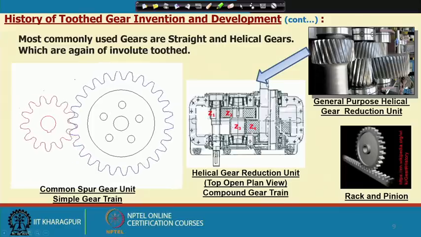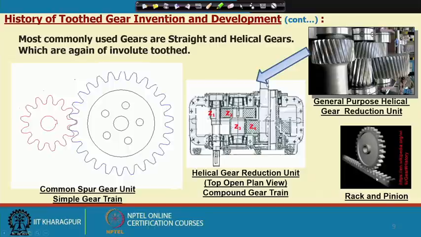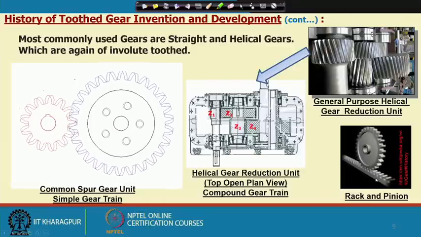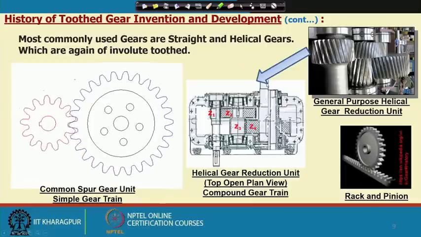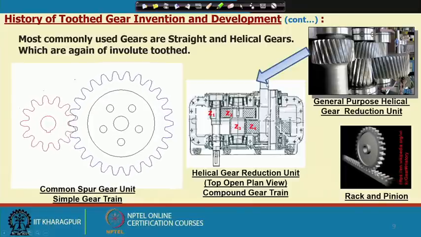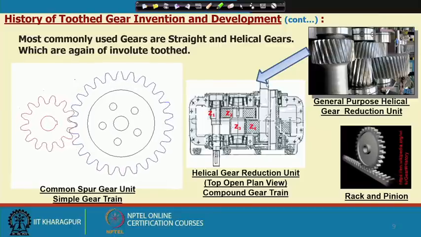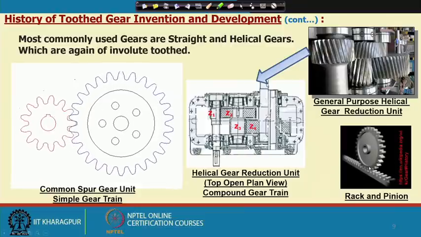Finally, we will see a rack and pinion. A rack is nothing but a gear which has an infinite radius, and in case of involute, the tooth profiles are straight lines inclined at an angle of the pressure angle of the gear.